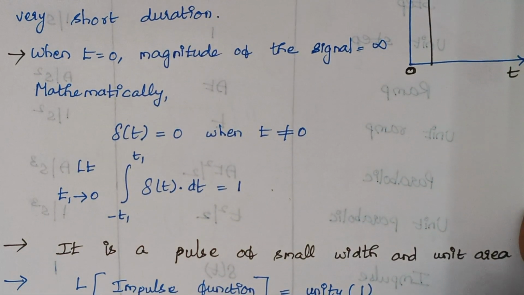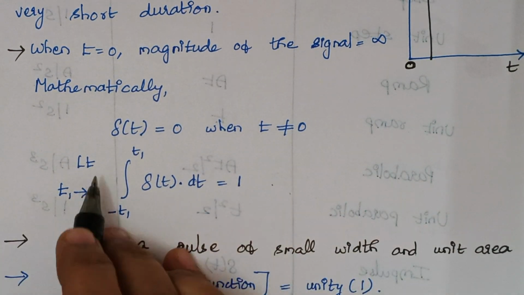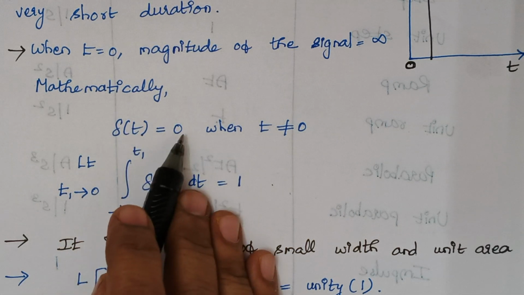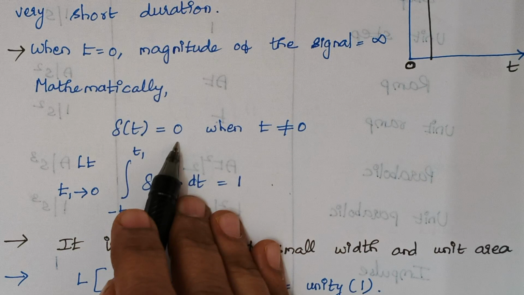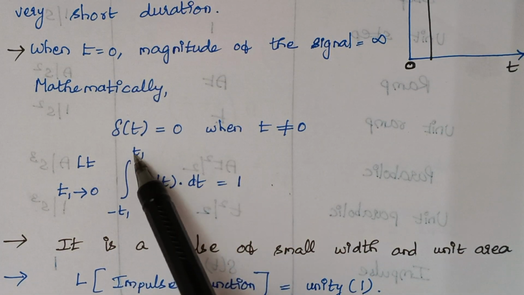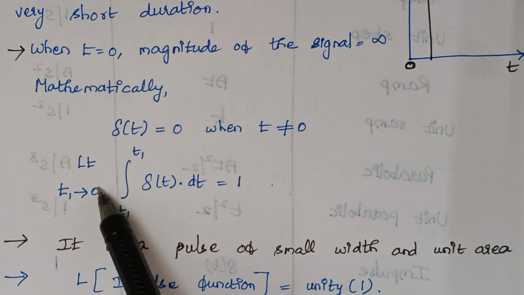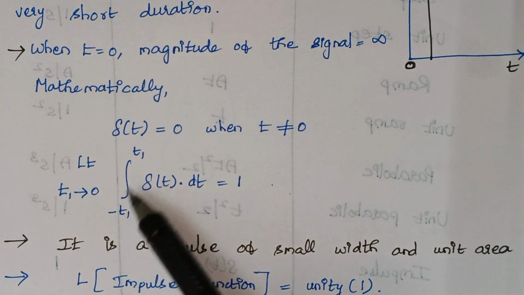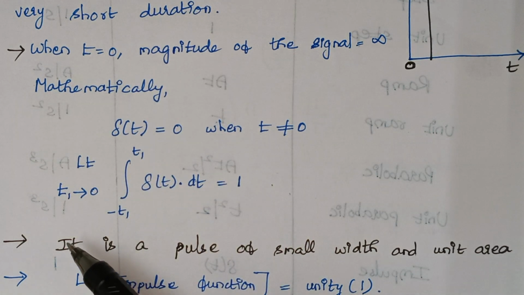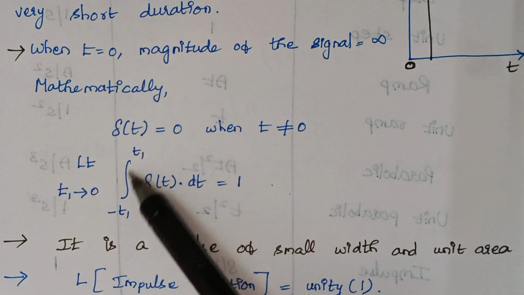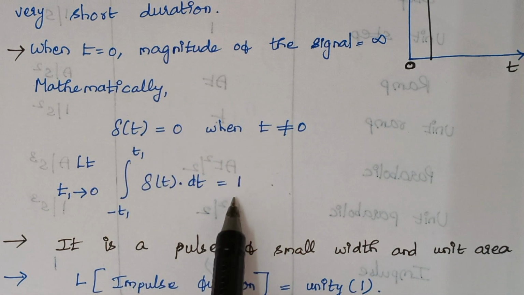While representing it mathematically, this is your expression, that is del of t is equal to 0 whenever the value of t is greater than 0, the magnitude is 0. Here minus t1 and plus t1 are nothing but expressing time in terms of milliseconds or microseconds. So this is almost 0. During this time, the magnitude is equal to 1.